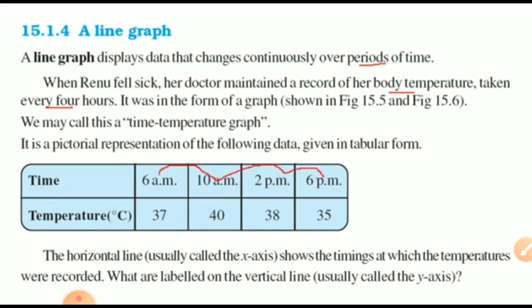Time: 6 am, 10 am, 2 pm and 6 pm. Temperature in centigrade: 37, 40, 38 and 35 degrees. The horizontal line, usually called the x-axis, shows the timings at which the temperatures were recorded. What is labeled on the vertical line is usually called the y-axis. Is it better? Yes, correct.